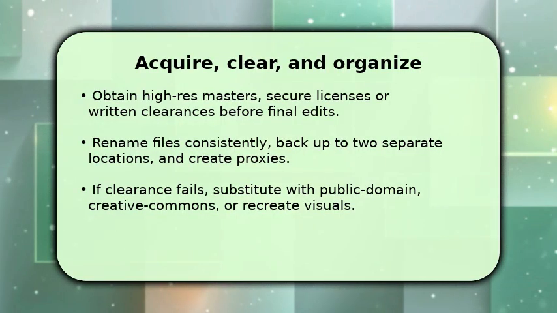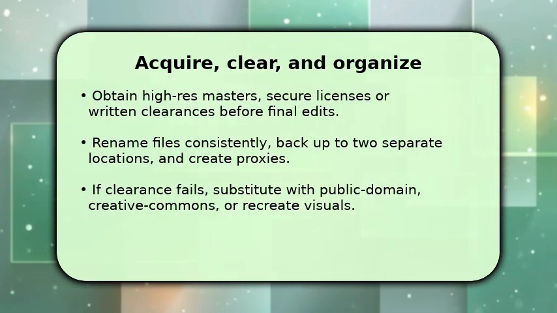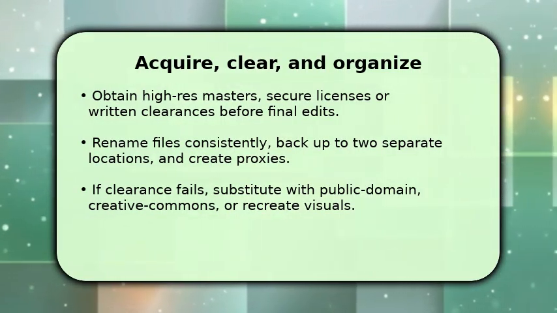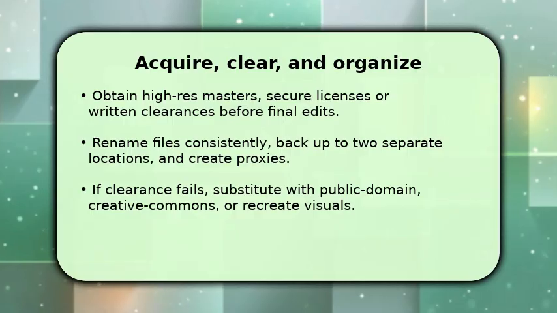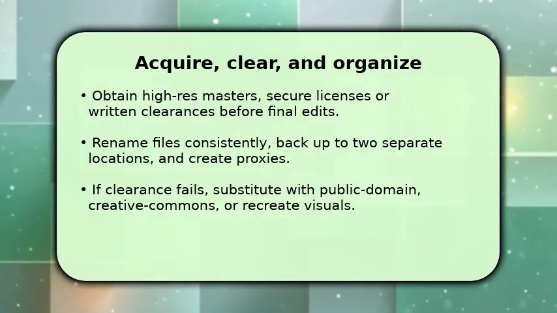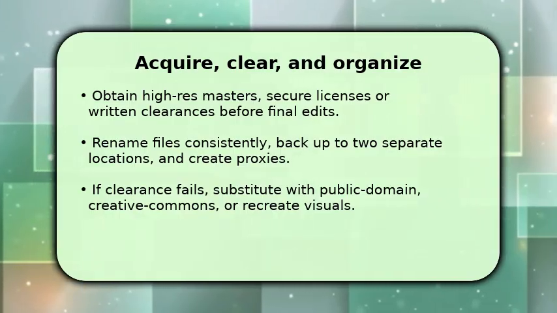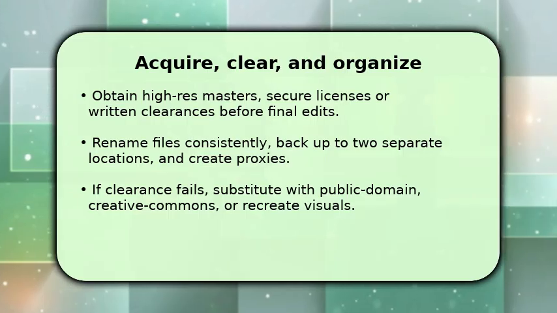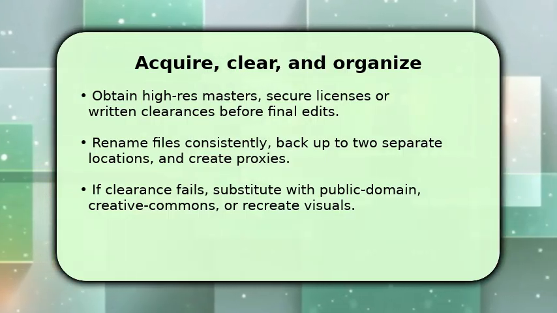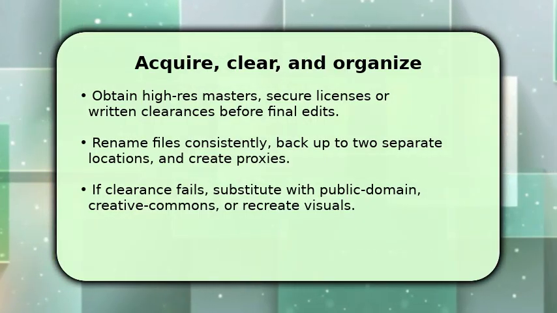Once you have files, rename them with a consistent schema, generate proxies, and back up to 2 different locations immediately. Import into your project with tags for rights status and intended use. If clearance stalls, pivot quickly. Replace with public domain clips, Creative Commons alternatives, or stage a low-cost reenactment.